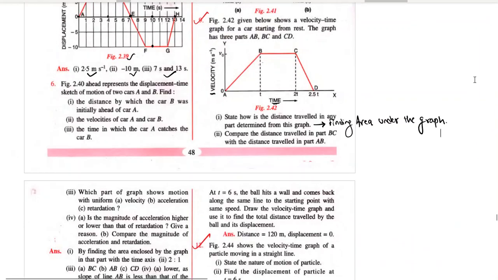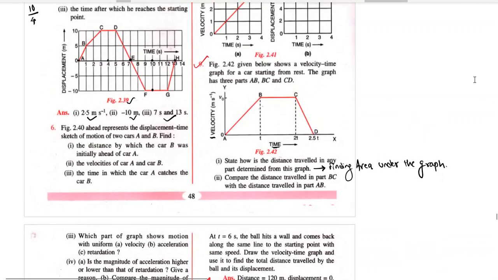Okay, the next question. Compare the distance traveled in part BC with the distance traveled in part AB. They are asking you to compare the distance. So for comparing the distance, you need to find the distance. How much distance is traveled in part BC and how much distance is traveled in part AB. Okay, let's look at it.